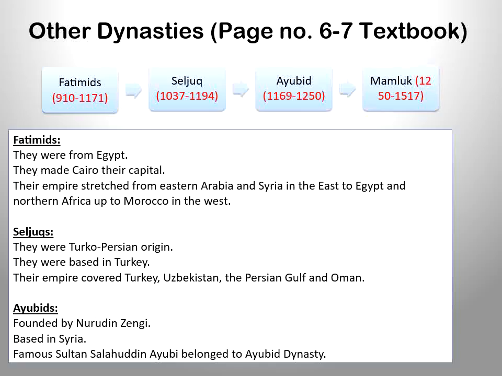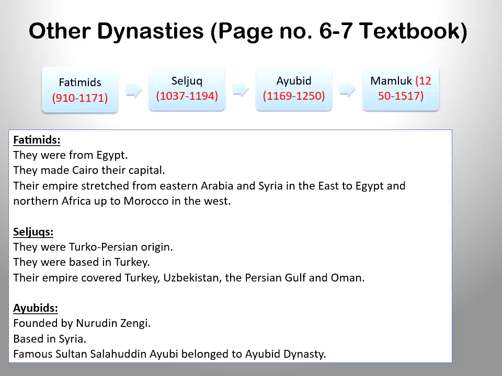Other dynasties, on page number 6 and 7 of your textbook: the Fatimids from 910 to 1171, followed by the Seljuks 1037 to 1194, followed by the Ayyubids 1169 to 1250, and last but not least the Mamluks 1250 to 1517. The Fatimids were from Egypt. They made Cairo their capital. Their empire stretched from eastern Arabia and Syria in the east to Egypt and northern Africa up to Morocco in the west.